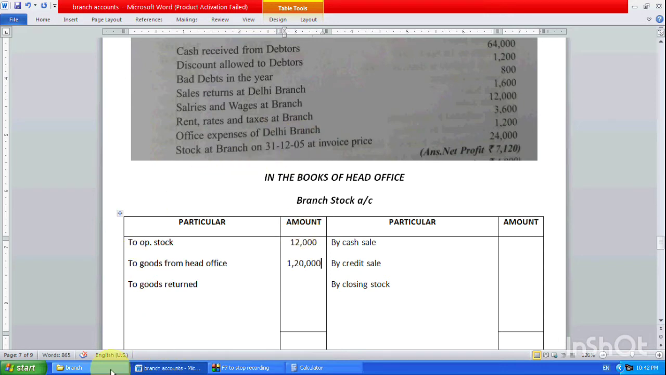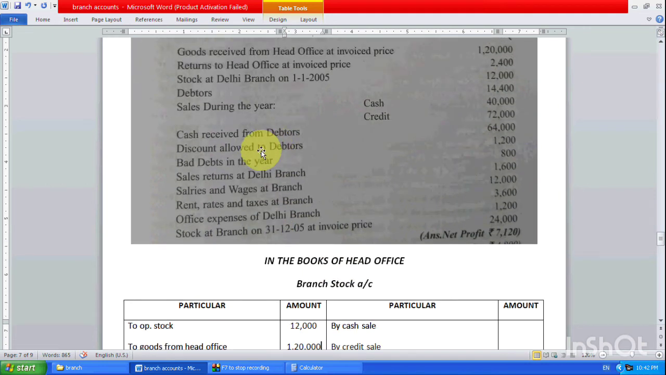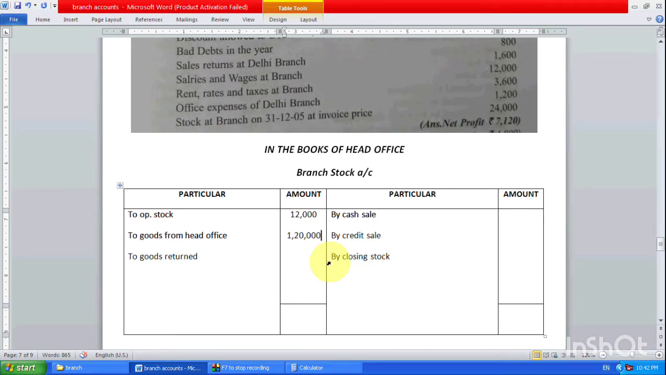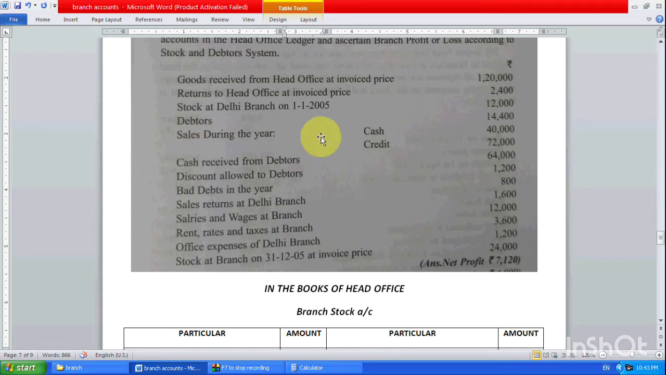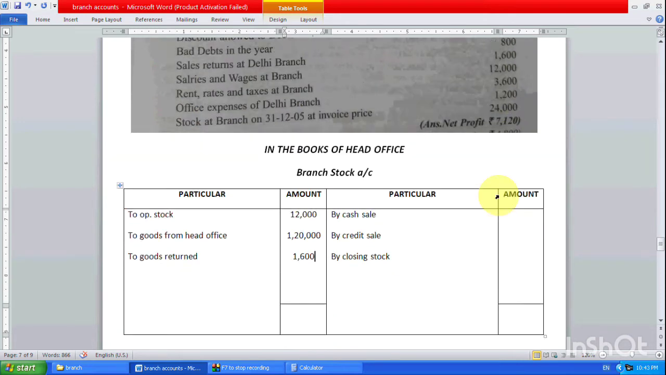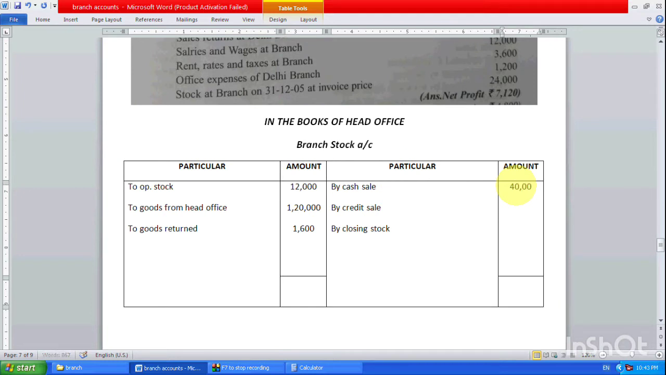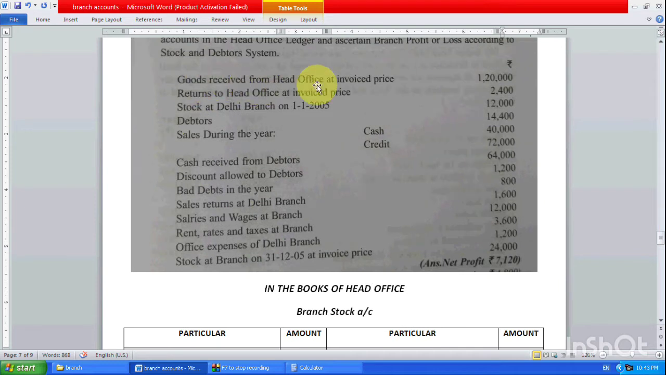Now goods return, see is there any return? Yes. So here is the return entry. Sales return at Delhi branch 1600 is the return. So right here 1600. Okay, now by cash sales and credit sales and closing stock. So see cash sale is how much? See sales during the year, cash sale 40,000, credit sale 72,000. Right here 40,000 cash sales, 72,000 credit sales. Closing stock is given 24,000 here.